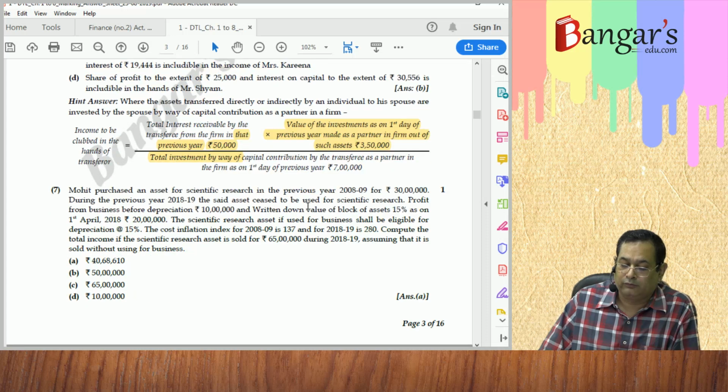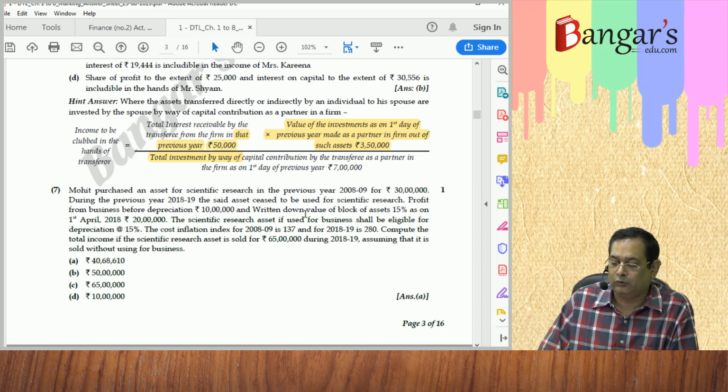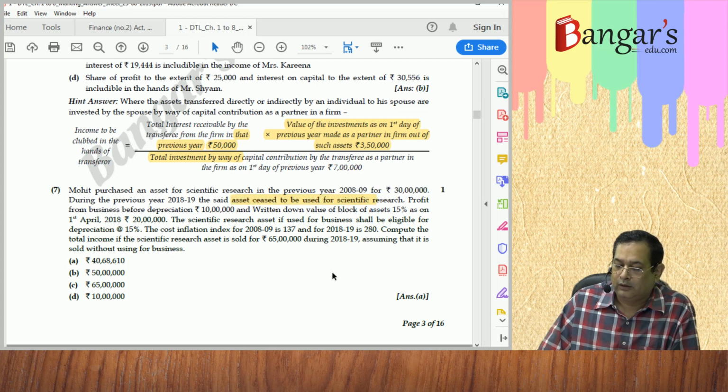Now next is Mohit has purchased an asset for scientific research in 2008-9 for 30 lakhs, and during the previous year 18-19 it ceased to be used for scientific research. And profit from business before depreciation is 10 lakhs. WDV of the block of asset at 15%, on 1/4/18 is 20 lakhs.